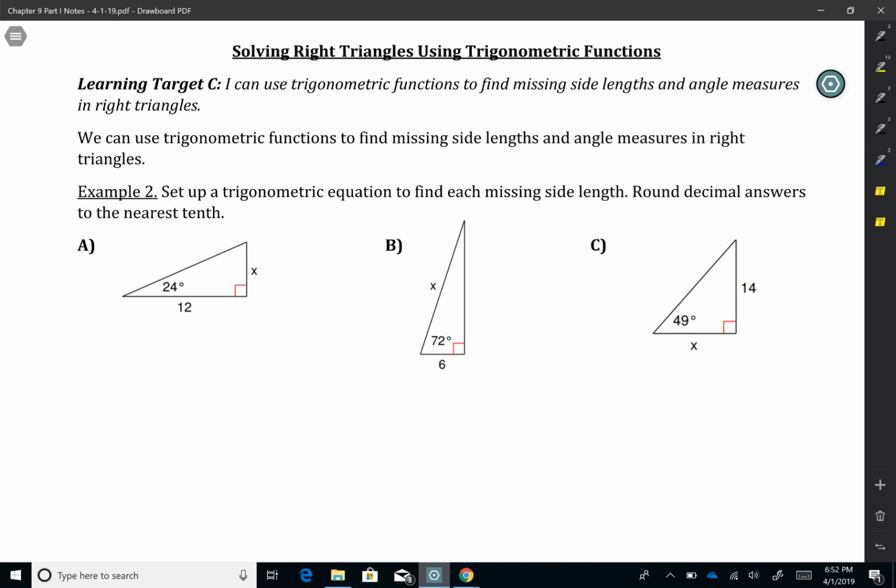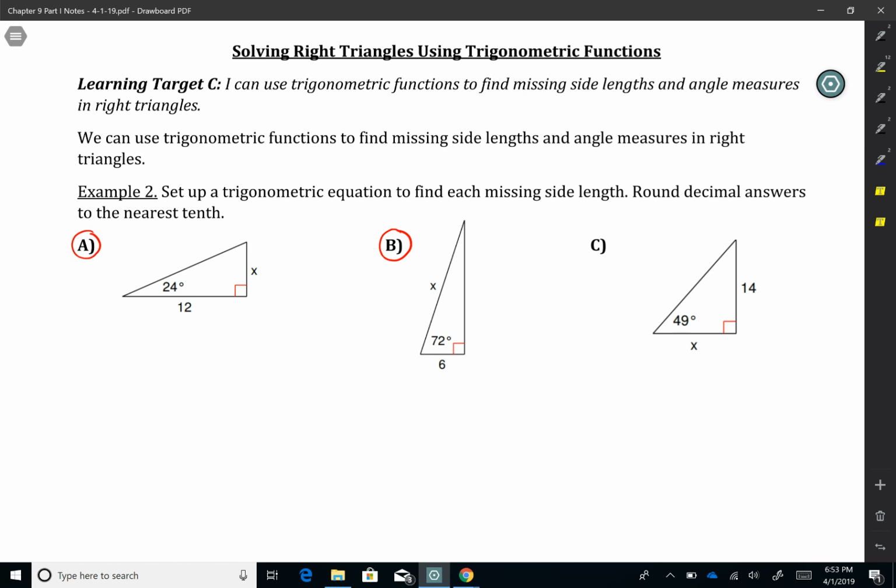So I want to tell you we will be using a calculator. So please make sure, grab your calculator. If you don't have a calculator at home, use your cell phone that has sine, cosine, and tangent on the scientific calculator. Okay, so we have three examples here. We are going to be doing A and B and saving C for class.